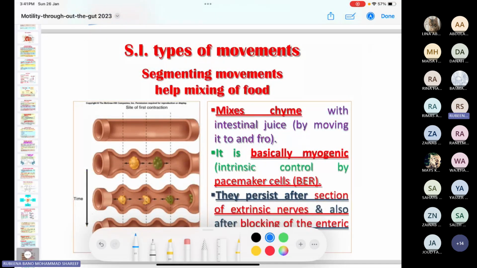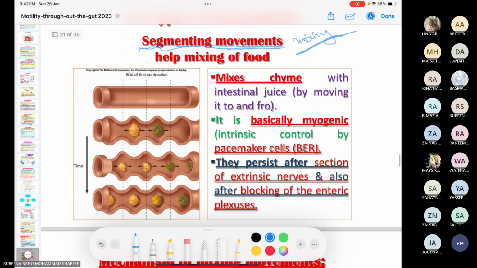Now the next movement is segmenting movement. These are all movements of the small intestine. Segmenting movement is also called mixing movement, because it mixes the chyme with the intestinal juice by moving it to and fro like this.